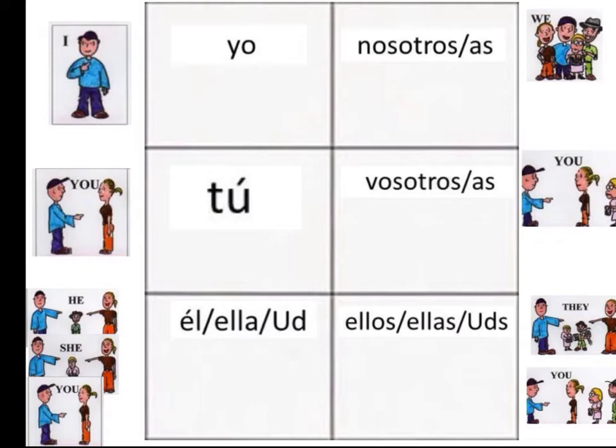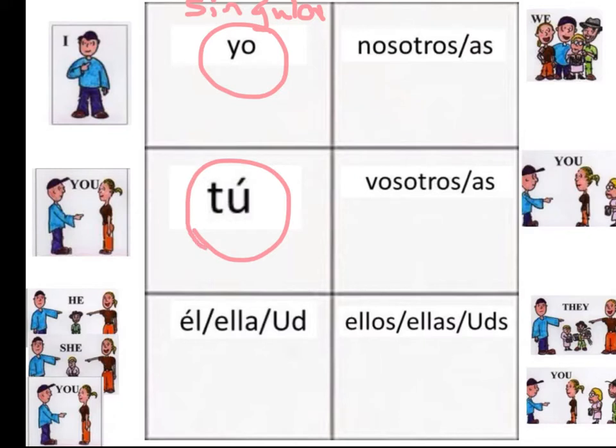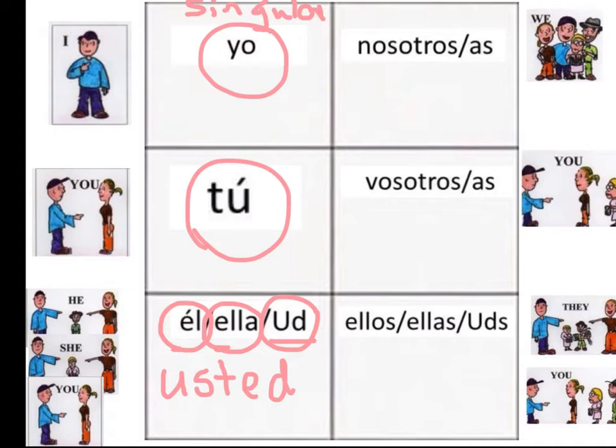In the singular side, we have I, which is yo, tú, which is you, when you're talking to someone familiar to you, younger or a friend, for example. Él, which is he, ella, for she, and usted, for you, formal. Usted is spelled like this, but this is the abbreviation for it, and you'll see that often.